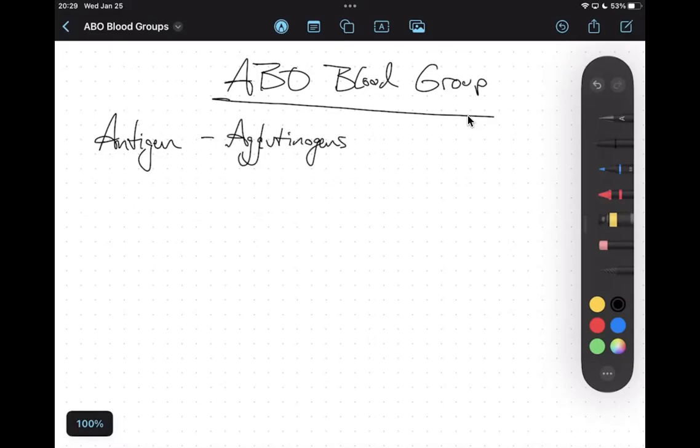Now, the complementary thing that goes along with antigen is antibody. So we can have antibodies. The other term for antibody when talking about our blood groups is agglutinins. So we have agglutinogens, which are the antigens, and we have agglutinins, which are the antibodies.